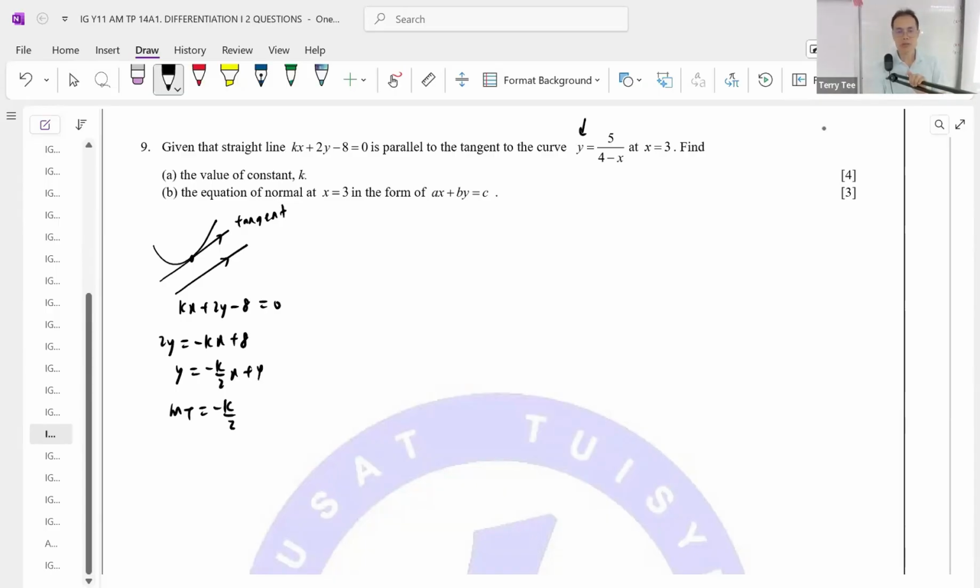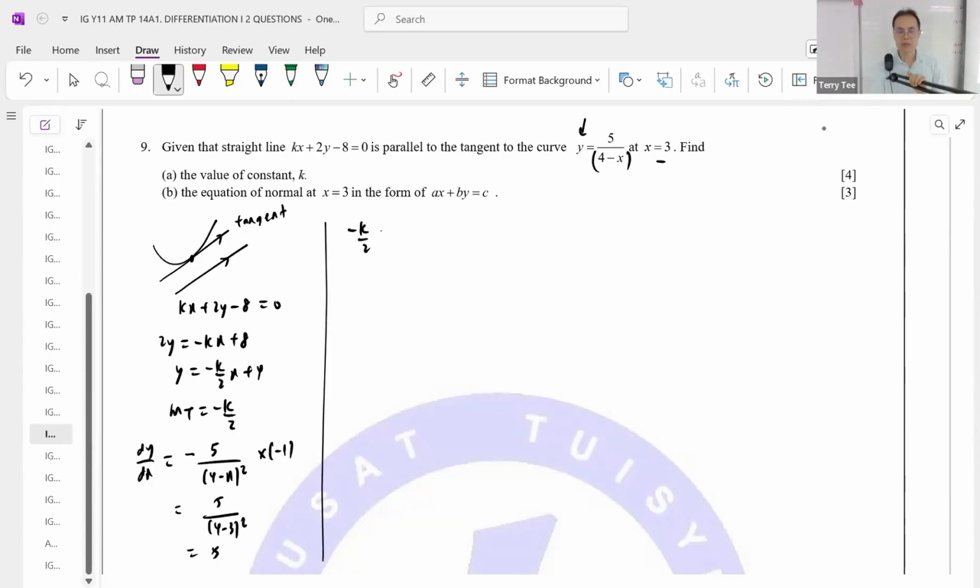But we need to differentiate y to find the gradient of the tangent. Remember how to differentiate this? I use a composite function, a reciprocal composite function, negative in front. 5 times 1 is 5. Copy the bracket, increase the power by 1 to 2, differentiate inside, -1. Then I immediately substitute x with 3. Put 3 inside: 4 minus 3 squared, this is 5. And what's your dy/dx? Your dy/dx is your tangent gradient, which is -k/2. The result is 5, so k is -10.